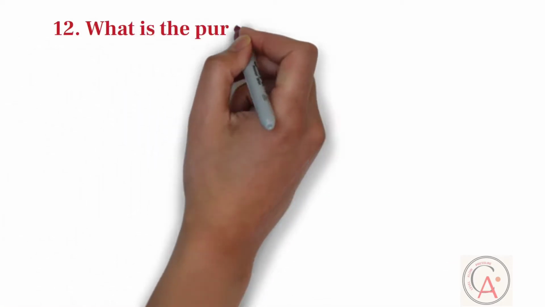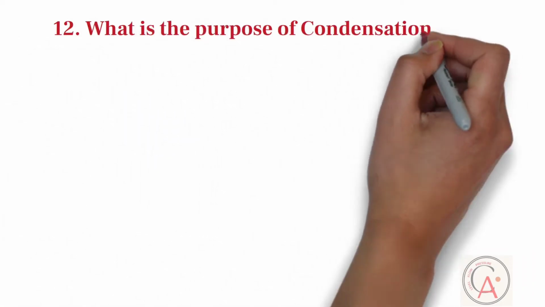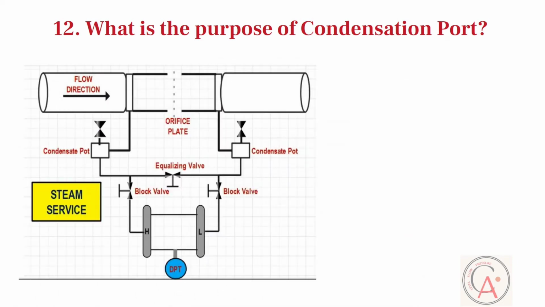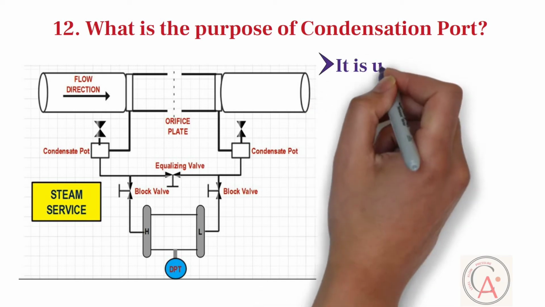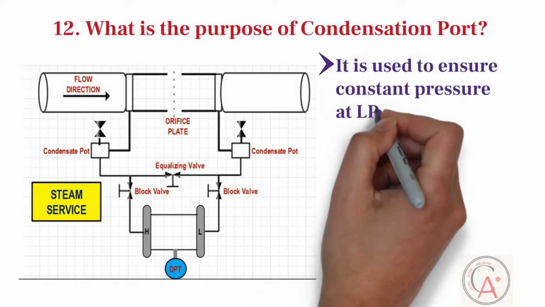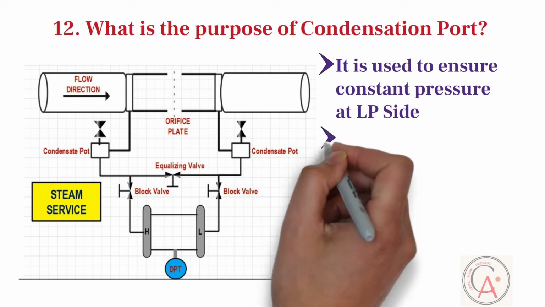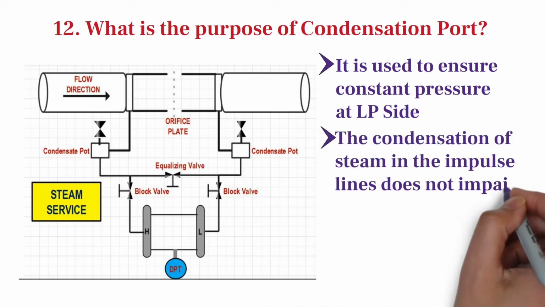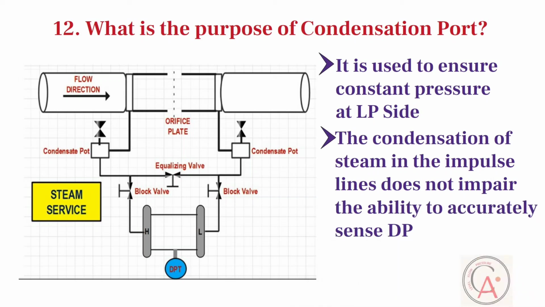12th question is, what is the purpose of condensation port? There are mainly 2 applications of condensation port in steam service. First of all, condensation port is used to ensure constant pressure at low pressure side. Secondly, it ensures that the condensation of steam in the impulse lines does not impair the ability to accurately sense differential pressure fluctuations, and to minimize gauge line error.